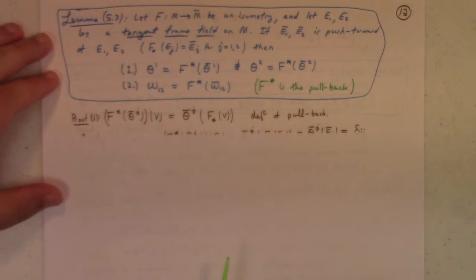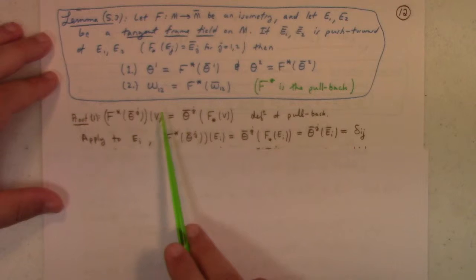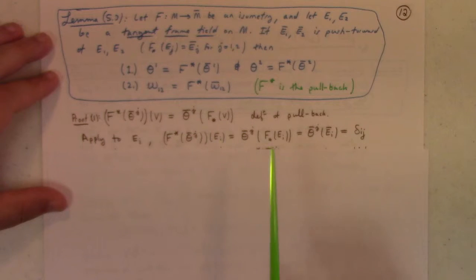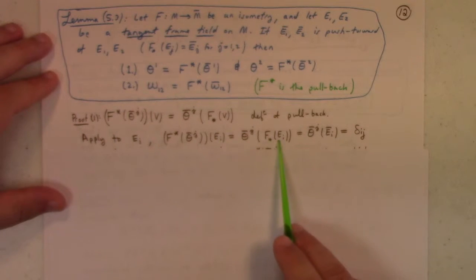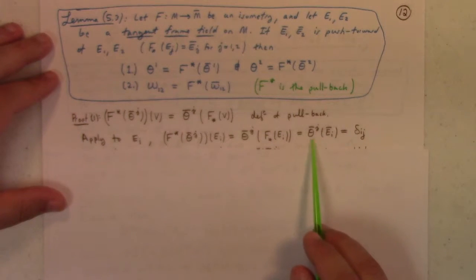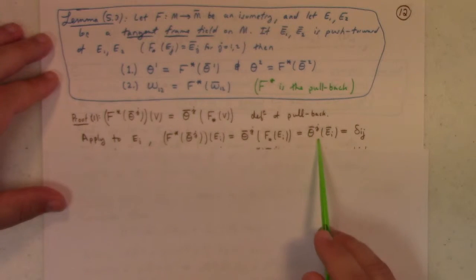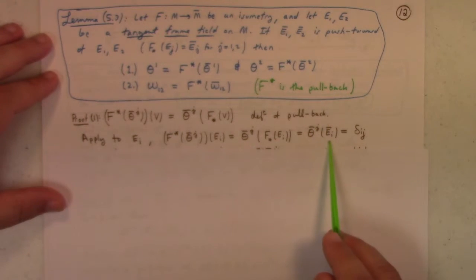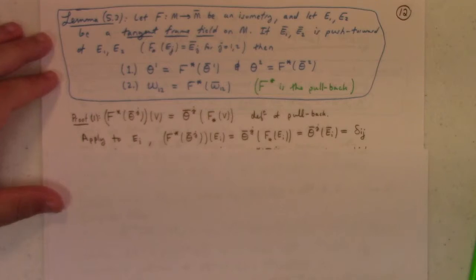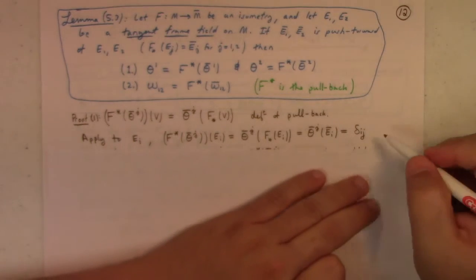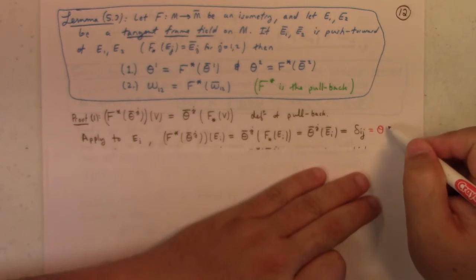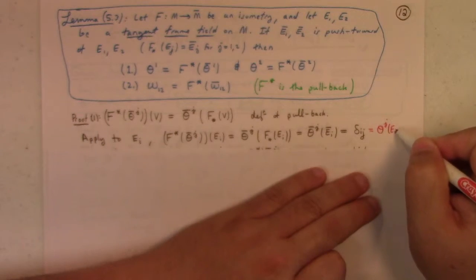All right, start. So then if we look at this on Ei, take V equals Ei, then by definition of pullback, I get theta bar J of the push forward of Ei. But hey, that by definition is E bar i. And then, how is the barred coframe defined? Well, it's defined to be dual to the barred frame. So that's Kronecker delta ij, right? But on the flip side, I'm going to write it here for a second. This, of course, is also equal to theta J acting on Ei, all right?